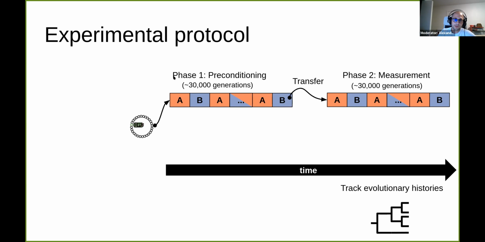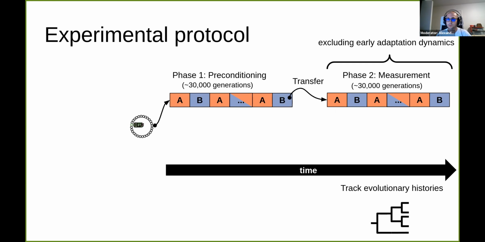Then at the end of those approximately 30,000 generations, we take a sample and transfer it over to make new populations, and do the same exact thing for another approximately 30,000 generations, except during this phase, we actually track the evolutionary histories of the populations. Basically what this whole two-phase rigmarole lets us do is exclude early adaptation dynamics from our analyses.